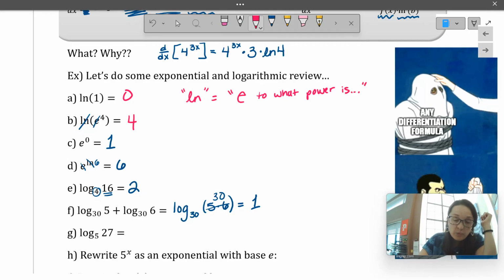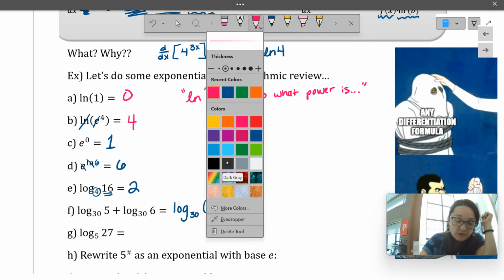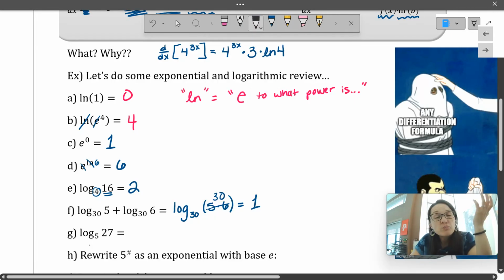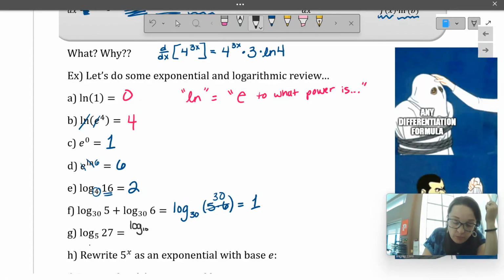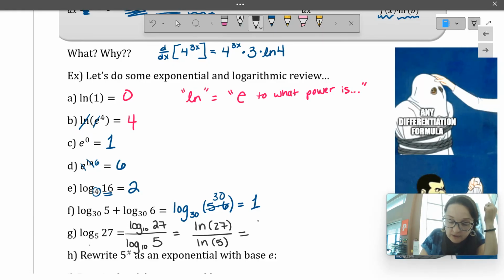And then down here we have log base 5 of 27. I don't know what that is. I know that it's something like 2.1, 2.2, because 5 to what power is 27? Well, 5 squared is 25, so slightly bigger than 2. But here's what I want to do with this one. You need to know something called the change of base rule. Log base 5 of 27 is exactly the same as log base 10 of 27 over log base 10 of 5, is exactly the same as ln 27 divided by ln 5, is exactly the same as log base 2 of 27 divided by log base 2 of 5.